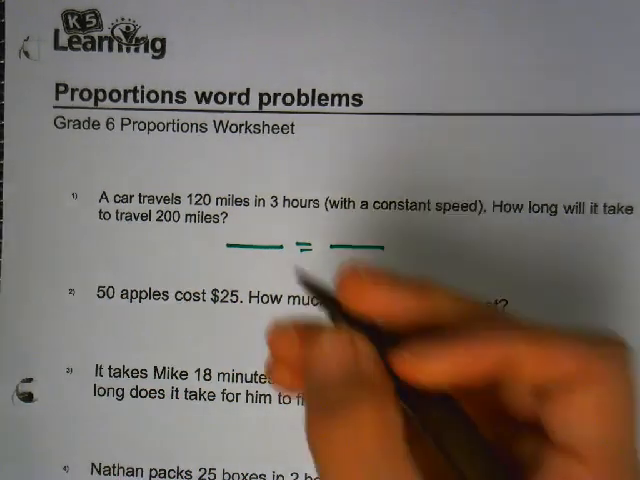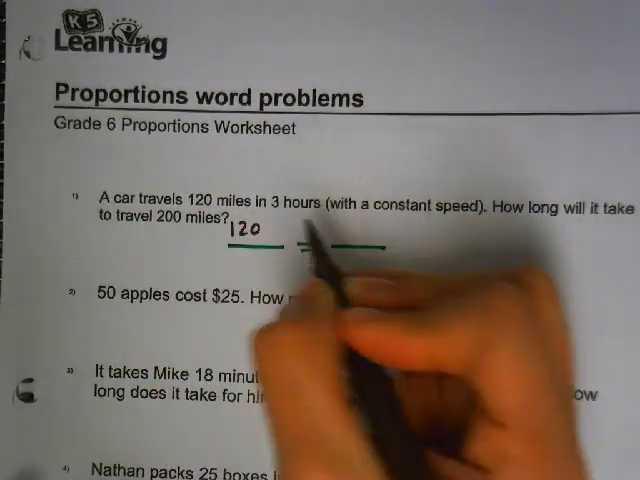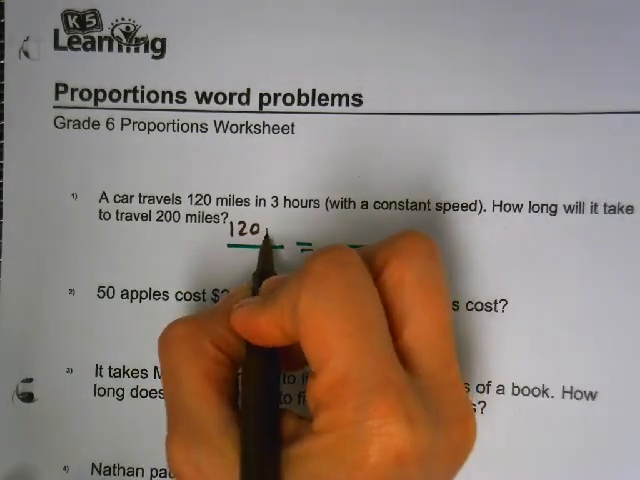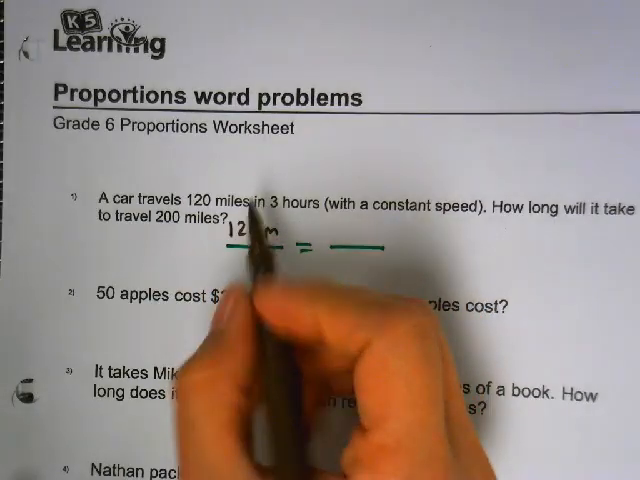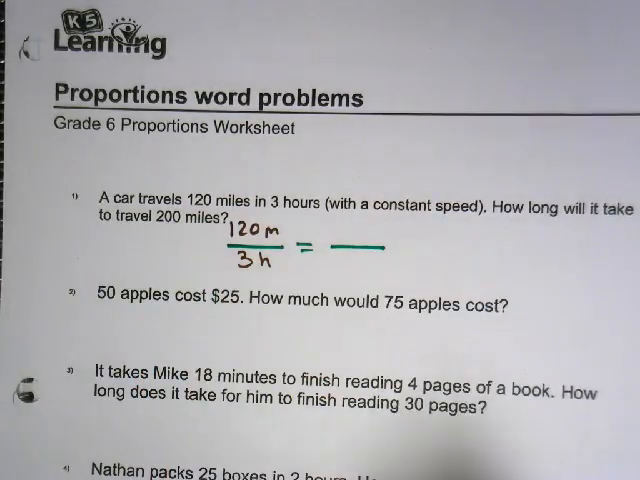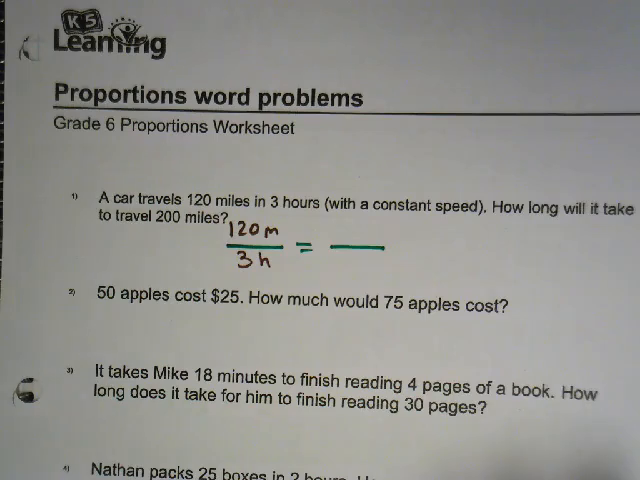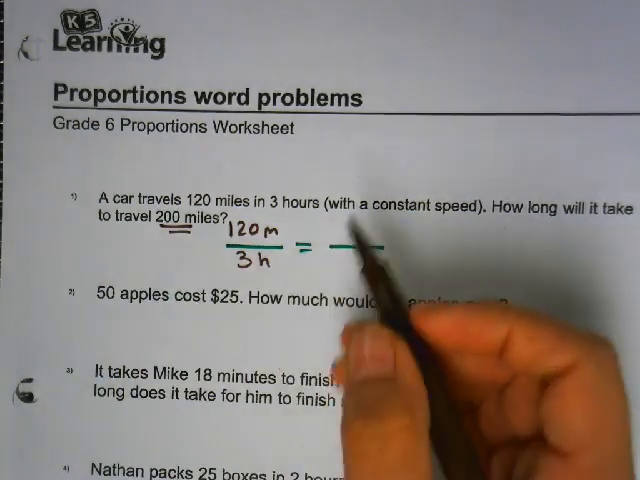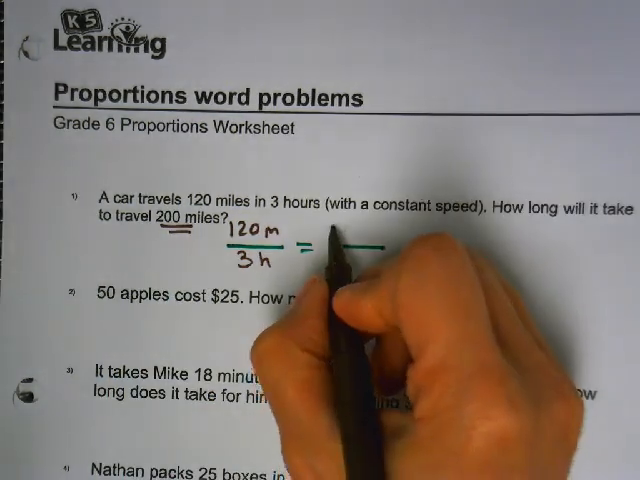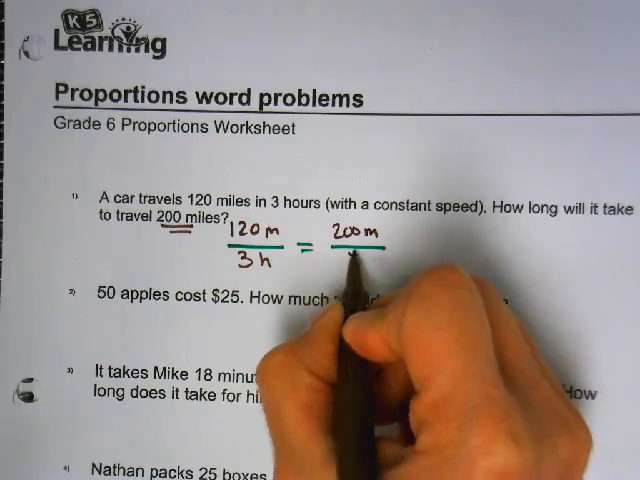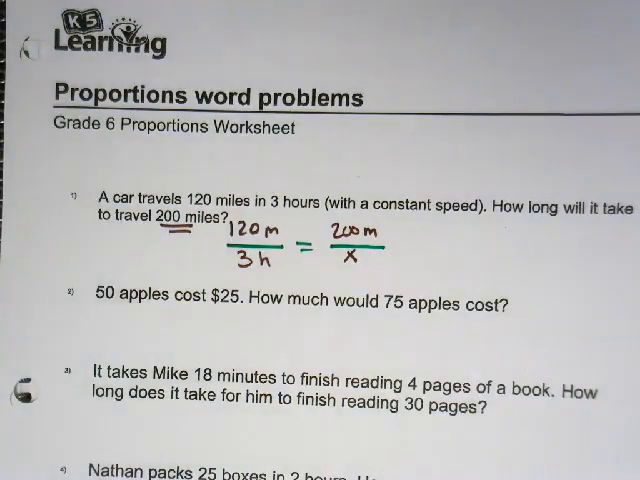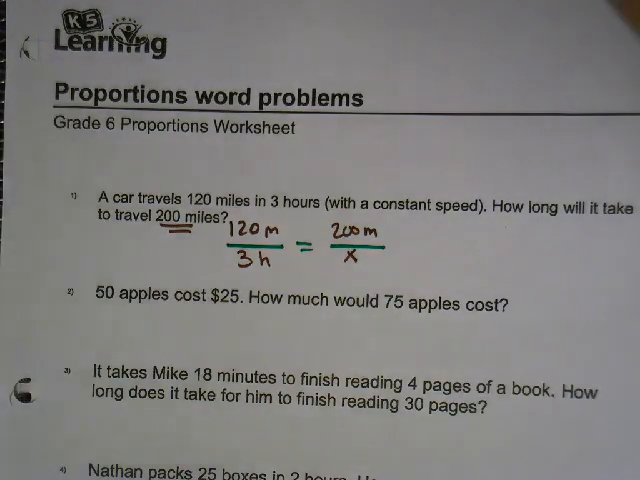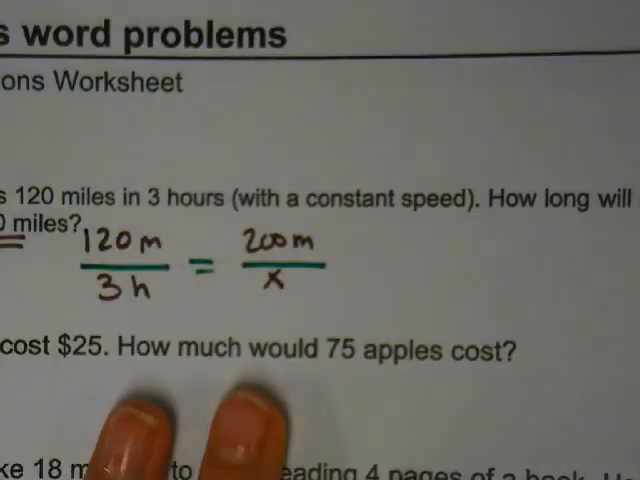120 over 3. 120 what? Miles. Good. Over what? 3 hours. Good. So if you wrote that before I did, cool. How long will it take him to travel 200 miles? So where does the 200 go, on the top or the bottom? Top. And x goes on the bottom. So, does the calculator give you that? No. You have to do that on your own. No calculator there. Now, the circling.